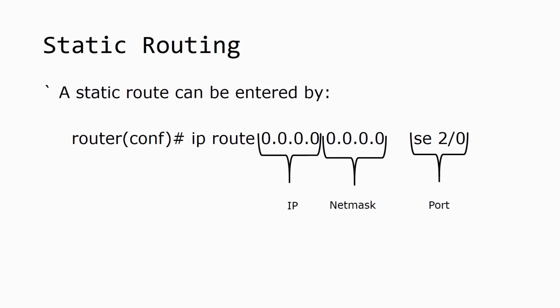So this is the structure of routing, how we configure the routes. The first thing is that we need to be in config mode, and then we type ip route, which are two keywords, and then the IP address of the destination network, its net mask, plus the interface that is connected to the router.